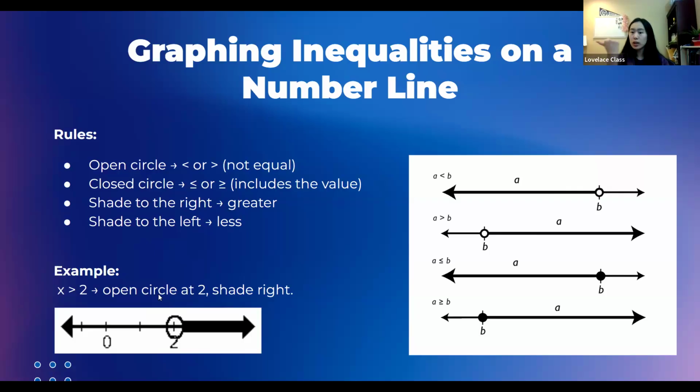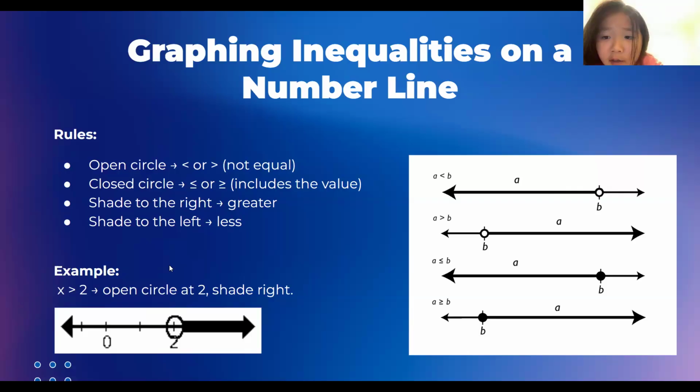If the arrow is pointing to the right or shaded to the right, that means greater than or greater than or equal to. If it's to the left, that means less than or less than or equal to. A way to think about this: if x is greater than 2, x has to be greater than 2, not equal to 2. So we draw an open circle at 2, and the arrow points to the right because it's greater than. Does that make sense? Kind of.